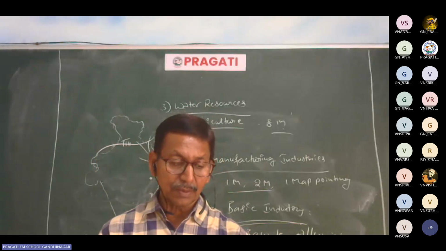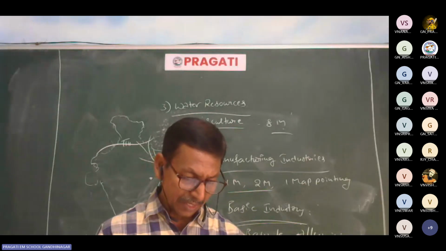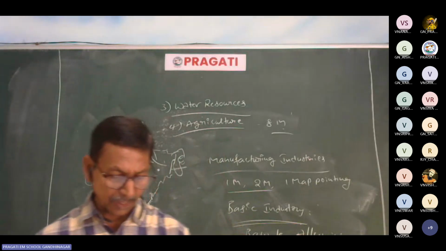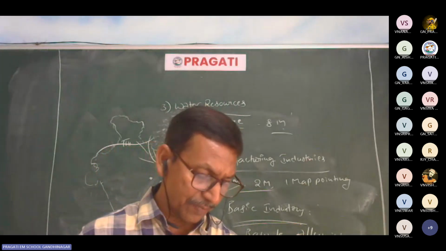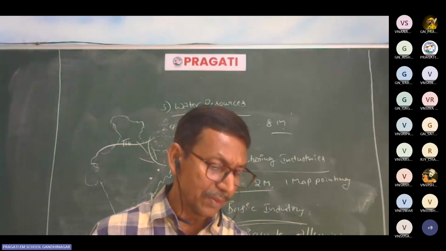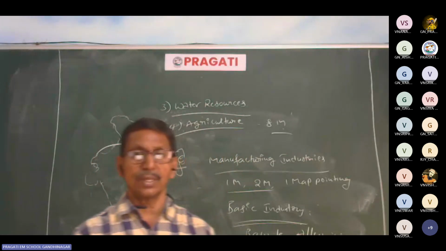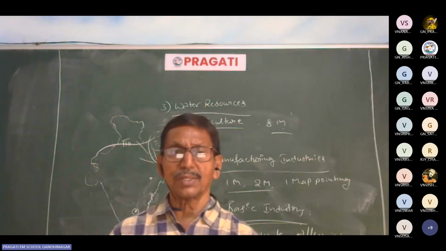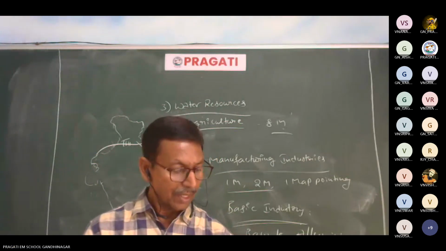Okay, next, page number 259. You can find map pointing once again. Bokaro steel plant, Jamshedpur, Bhilai, Vijayanagar, Salem in Tamil Nadu, Durgapur in West Bengal. Try to follow these thoroughly. Even from our material, these map pointing items are available.